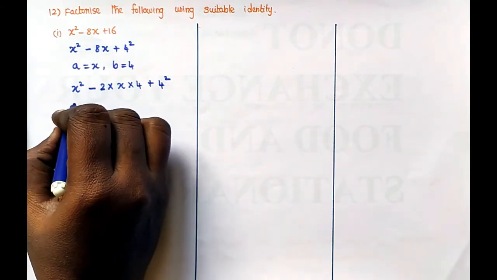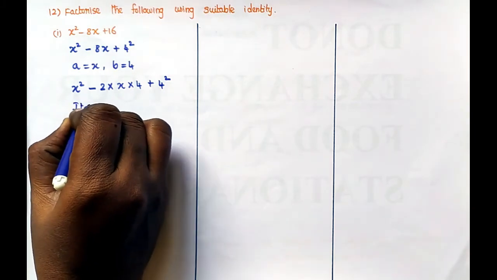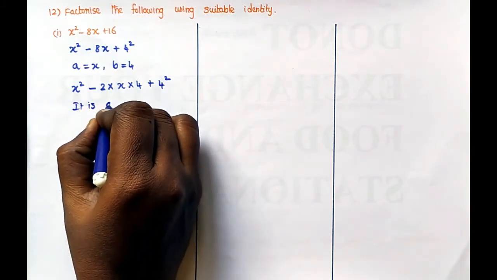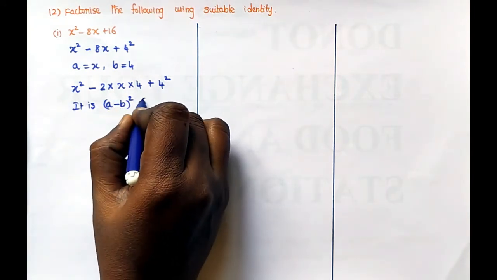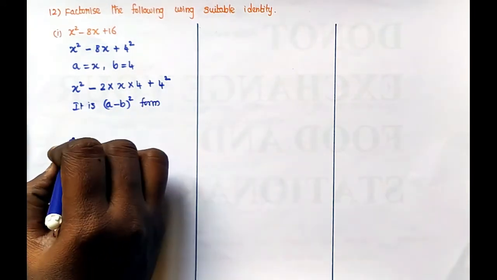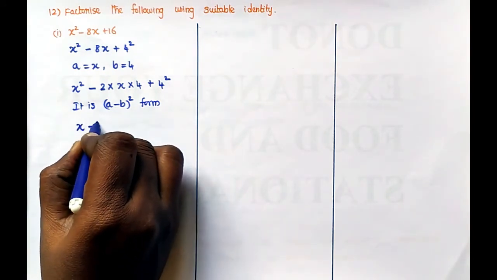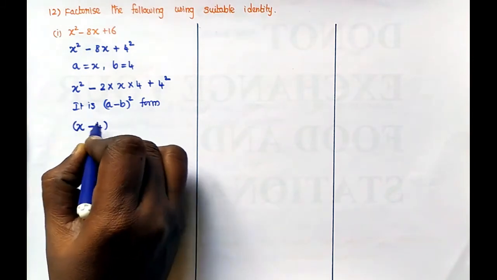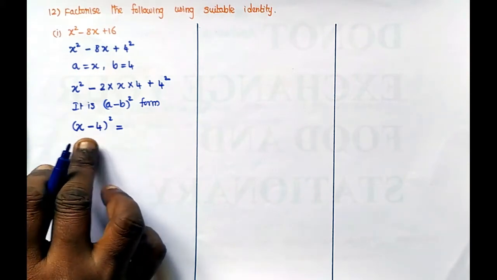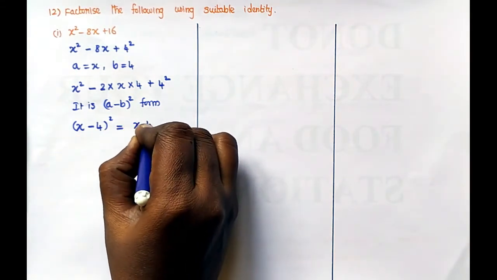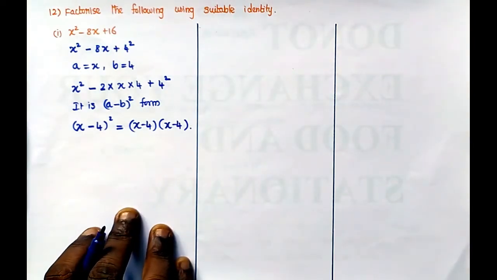So it is a minus b whole square form. So x minus 4 whole square is equal to, how will you expand that? (x minus 4) into (x minus 4). That is the answer.